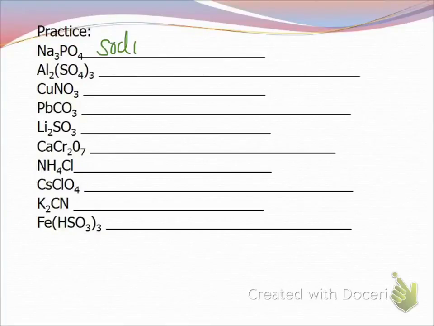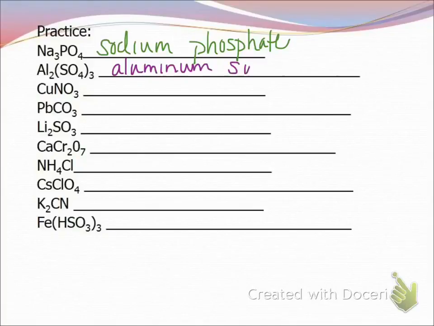This is just simply going to be sodium phosphate. Because phosphate is a -3 charge, it took 3 sodium to go with it. This one is going to be aluminum sulfate. Just name what you see, unless it's a transition metal.